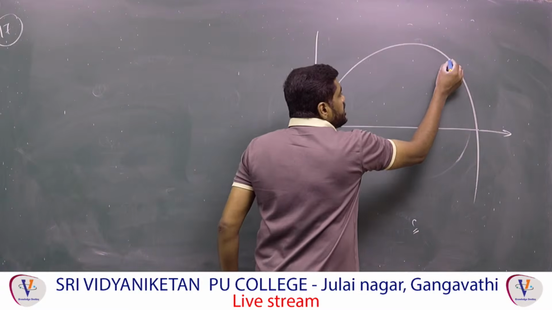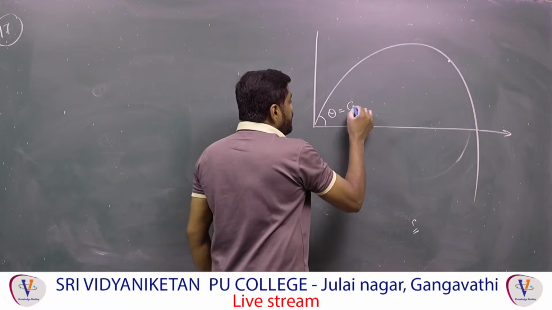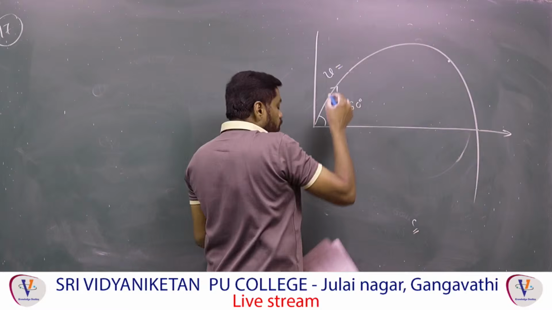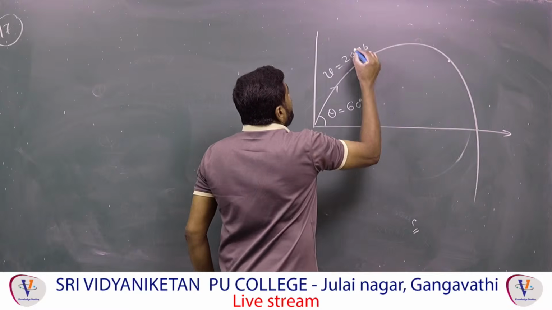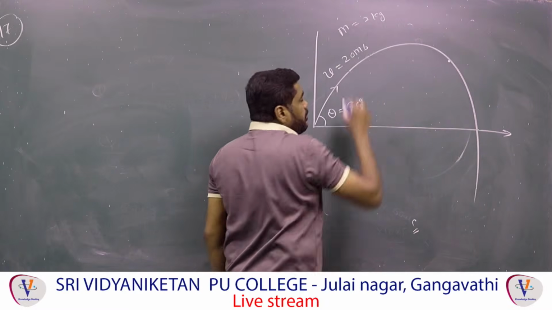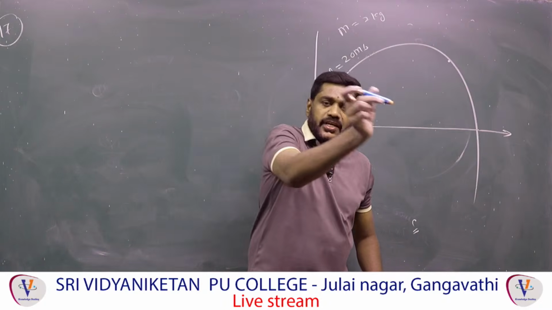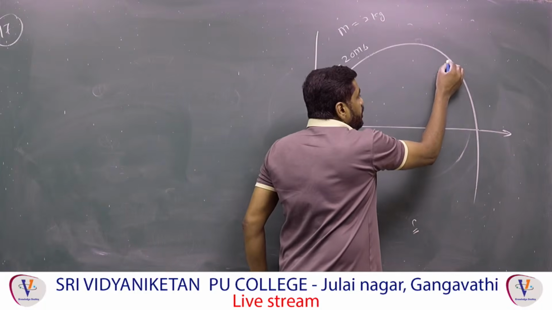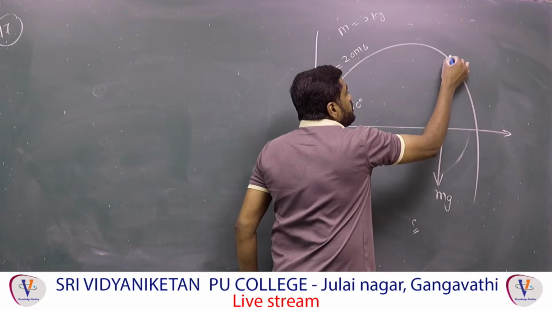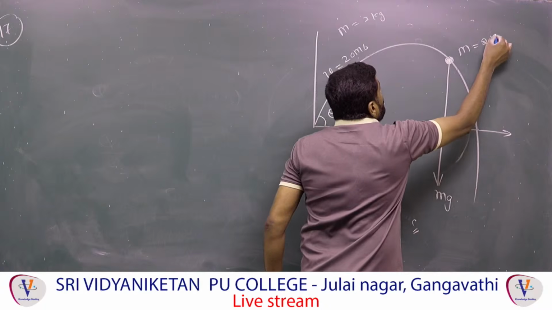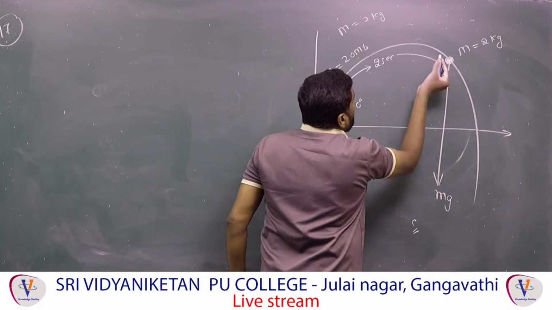After 2 seconds, for example. Here, the angle given is theta equal to 60 degrees, and the speed of projection u is 20 meter per second, and the mass of the body m is equal to 2 kg. After 2 seconds of its journey, because when you are projecting like this, the projectile goes like this. For example, this is the position of the body after 2 seconds. Now the gravitational force acts like this, so this is mg, where m is 2 kg.